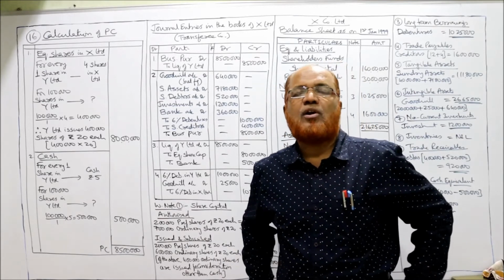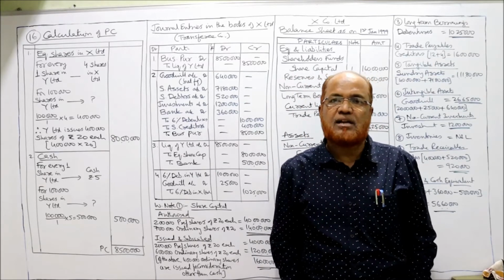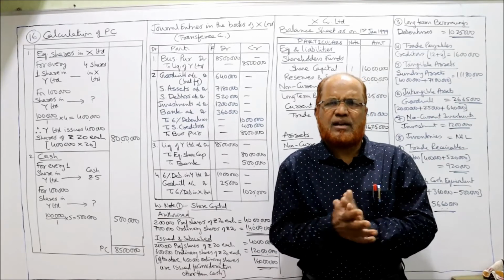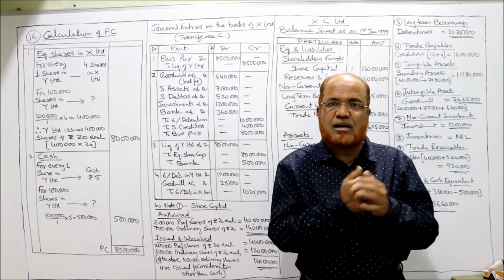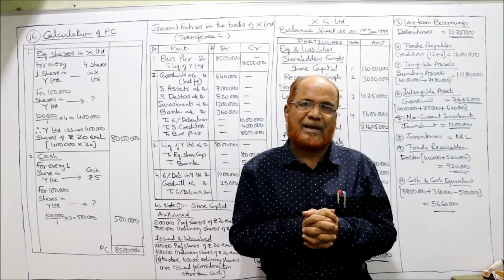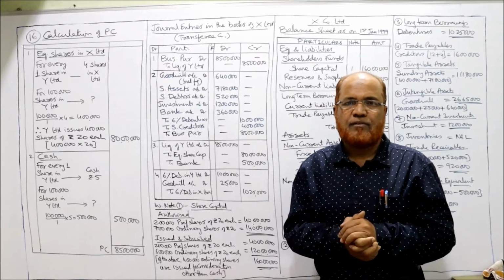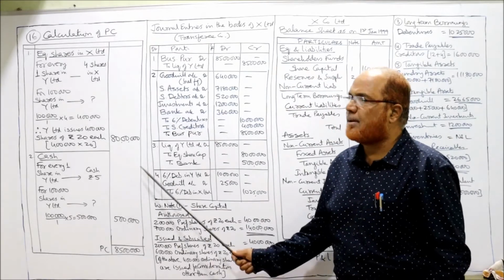So in this problem we have to pass the journal entries in the books of X Limited. X Limited is the transferee company, purchasing company. So only few entries will come in purchasing company, and also we have to make a balance sheet of X company after taking over Y company. After taking over Y company, post merger we have to find out the balance sheet of X company. First of all we will find out the PC.